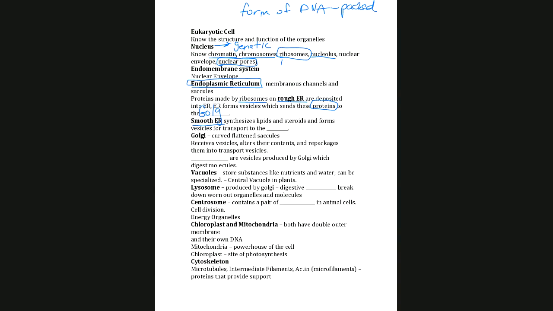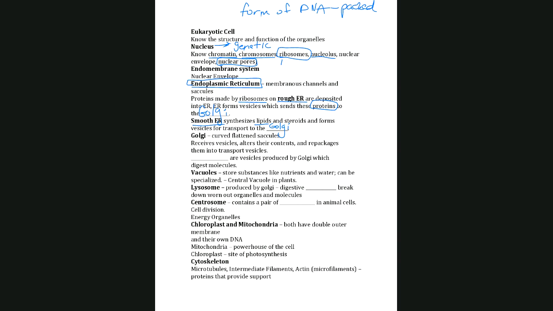Hold on to that for just a second. We'll move to the smooth ER. The smooth ER's job is to make lipids, okay? And it will also package these lipids up in what's called a vesicle, which just means a little piece of its membrane pinches off and holds these lipids and carries it to the Golgi, just like the rough ER sends the proteins to the Golgi.